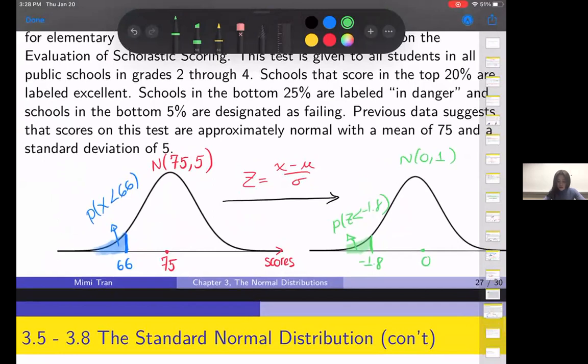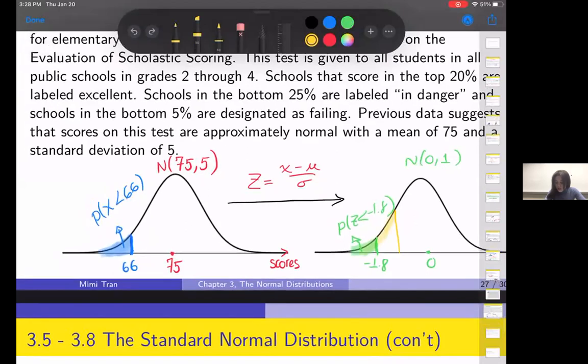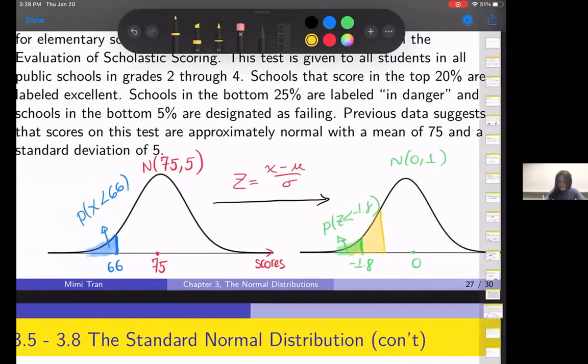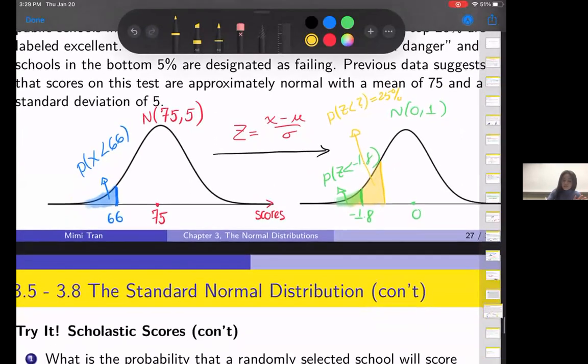I'm running out of colors, so I'll use yellow. The 25th percentile is roughly here. Everything below, right there, that's 25%. P of Z less than something, I don't know, so I'll put a question mark, is equal to 25%. The probability is 25%. I just have to find out what Z is.